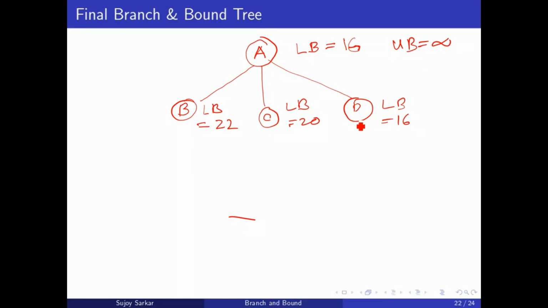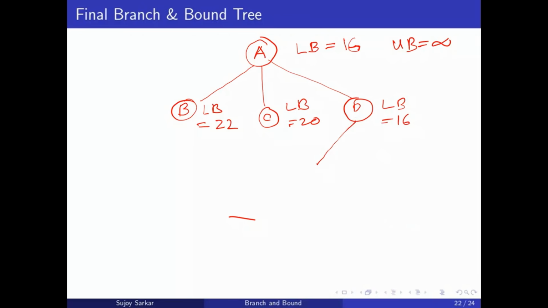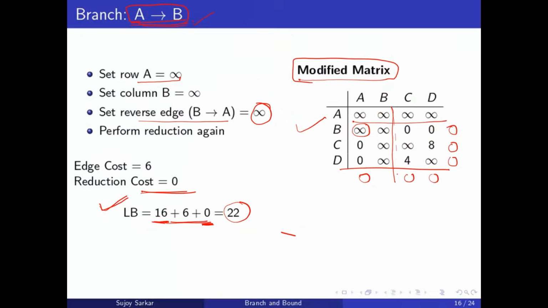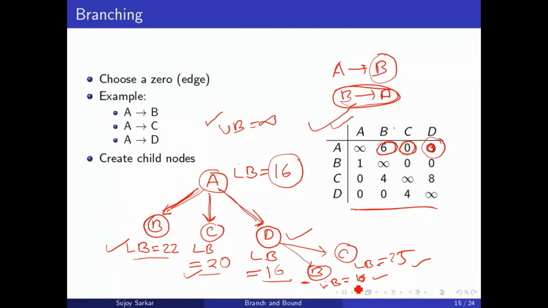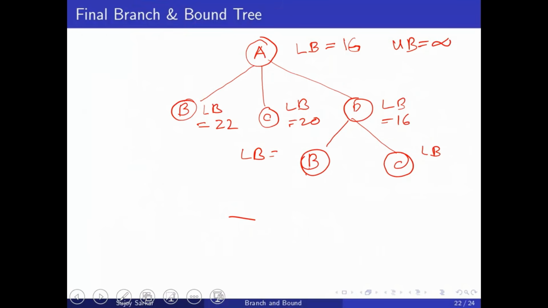Right. Next we picked up this node D. From D we had two options. Either we can go to B or we can go to C. Again we calculated lower bound for both, and what we got is here you can see 16 and 25, right? So lower bound is 16 and 25.